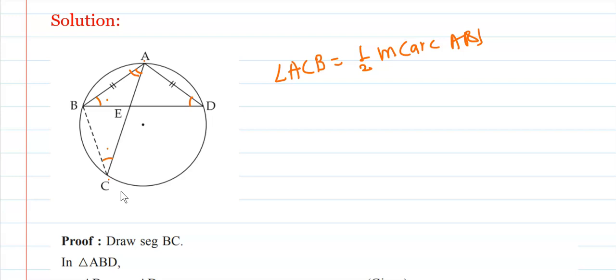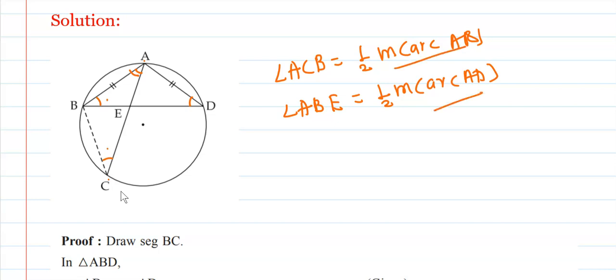Second, angle ABD, it means angle ABE. Angle ABE is equal to 1/2 measure of arc AD. But what about the measure of arc AB and AD? These are the corresponding arcs of these congruent chords. हे दोन्ही कसे आहेत? सेम आहे. Therefore, these two angles are also equal. असं देखील तुम्ही कन्सिडरेशन करू शकता.